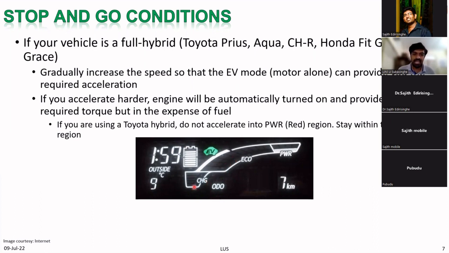This gauge has four major segments. Here is the segment which shows the charging action. If the indicator is in this CHG region, that means the engine or the braking system is currently charging the battery. I believe you already know this. And this eco region has two segments. In this region, you can see a very bright white line here, which is thicker than the white line here.